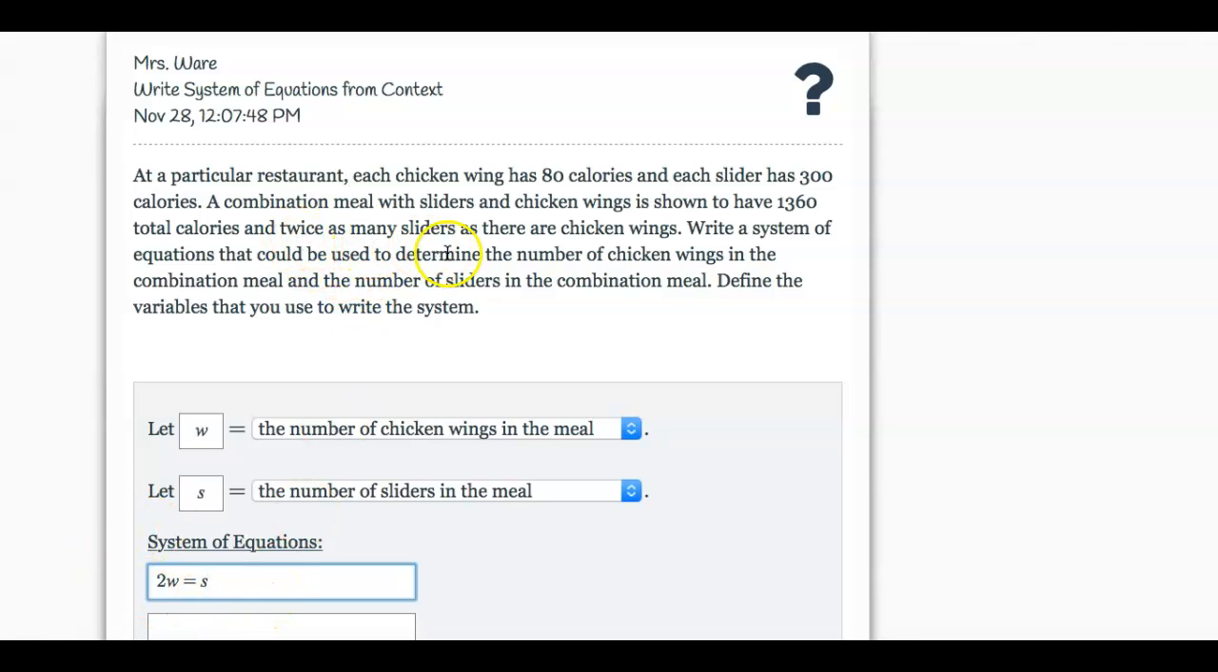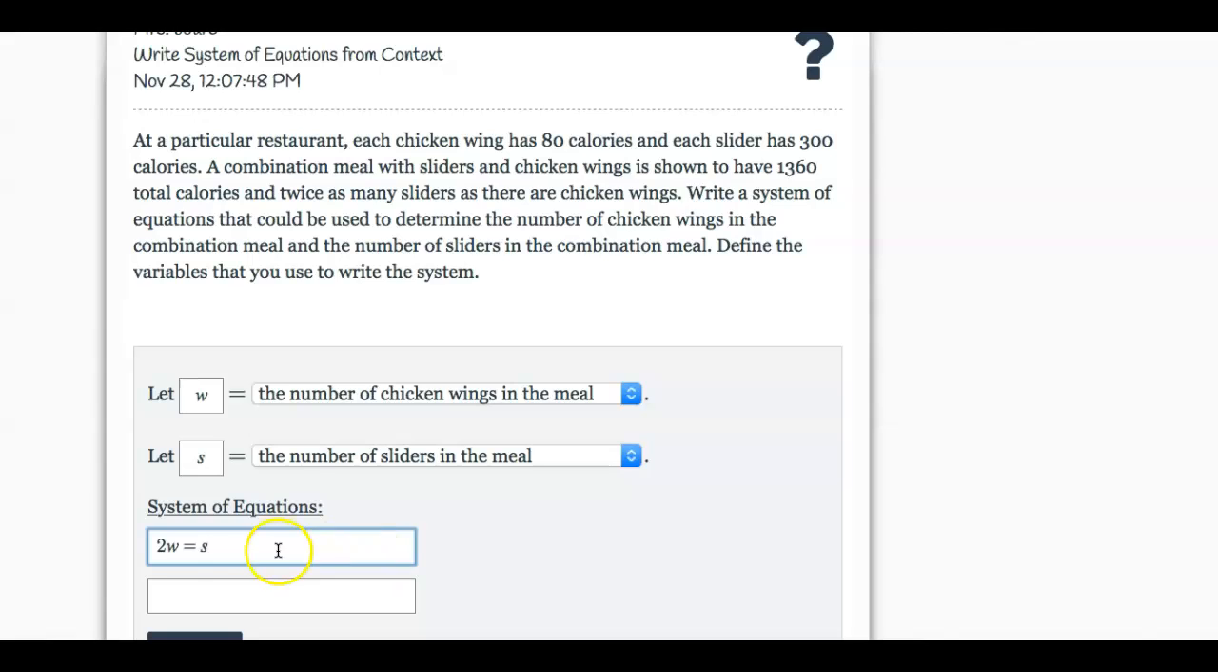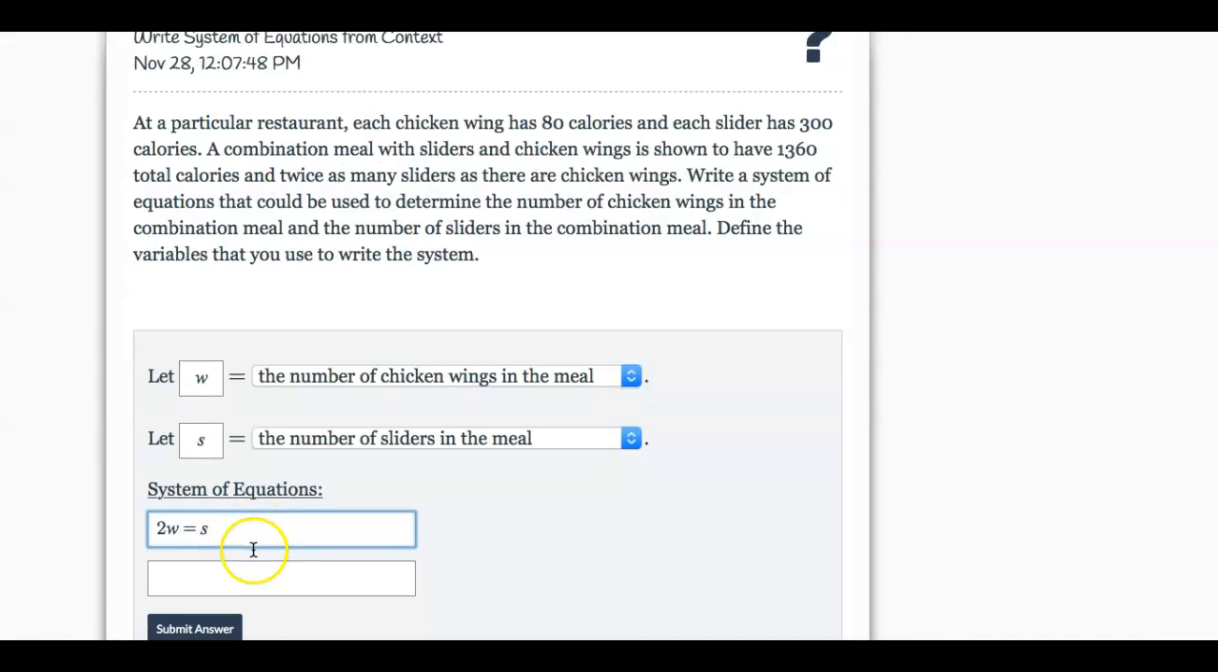There's twice as many sliders with our chicken wings. So that means there could be 10 sliders and 5 wings. So if you take 5 times 2, you get 10. So your equation makes sense. It's really easy to get these equations backwards to have W equals 2S. So you always want to go back and think, well, which one is the big number, and does it make sense? Okay, I would take 2 times a small number to get the big number.